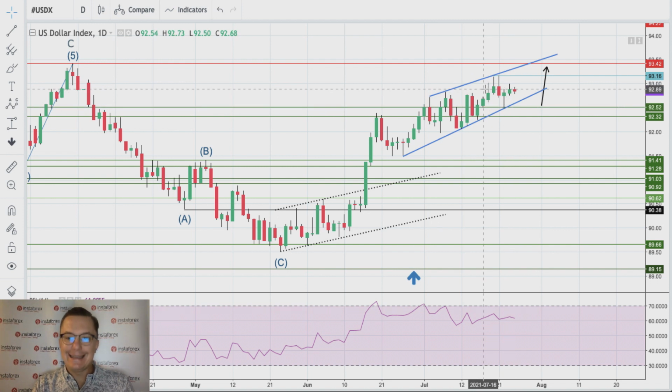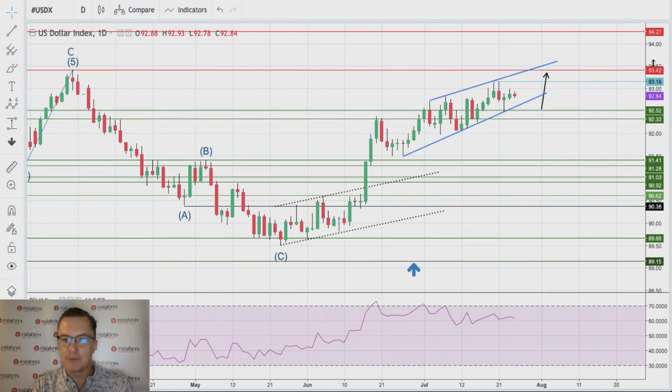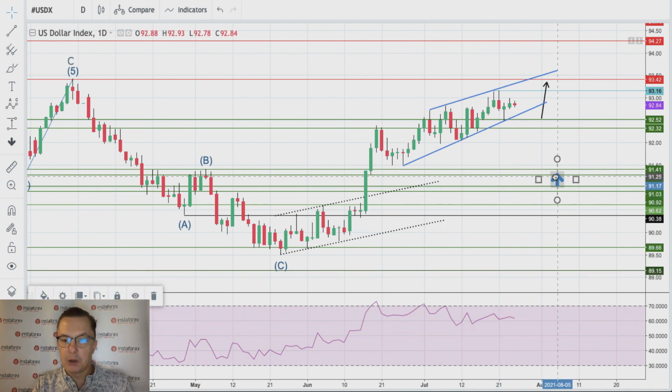We might have an ending diagonal on the US dollar index, or as some people call it, the wedge pattern. So if this wedge pattern hits 93.42 and there is no impulsive breakout way above this level towards 94.27, then of course the wedge will eventually be resolved by a fall towards 92.52, 92.32, and if these levels are broken, then of course we are going towards 91.41. And please remember, those technical supports are the key technical supports.